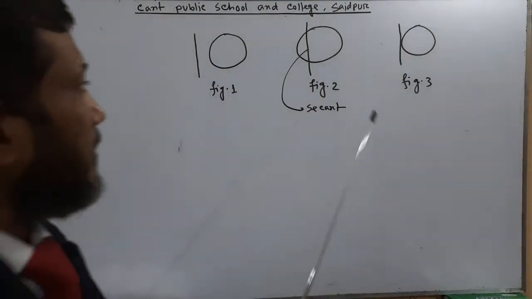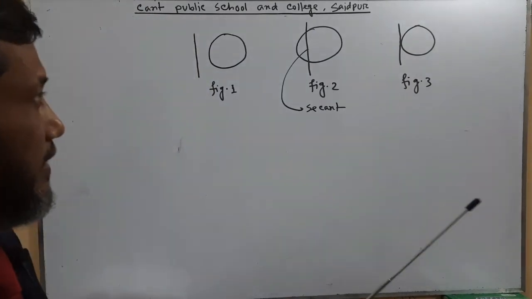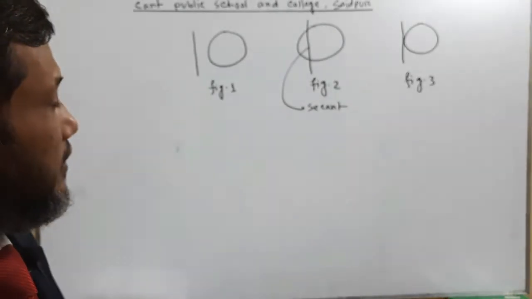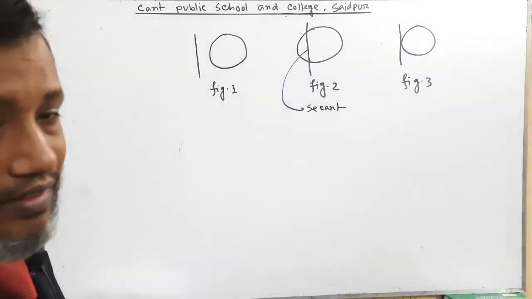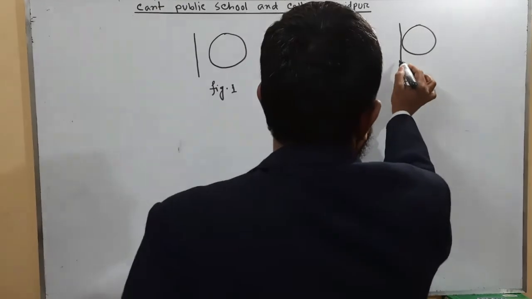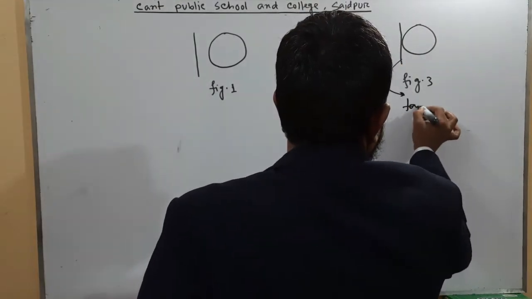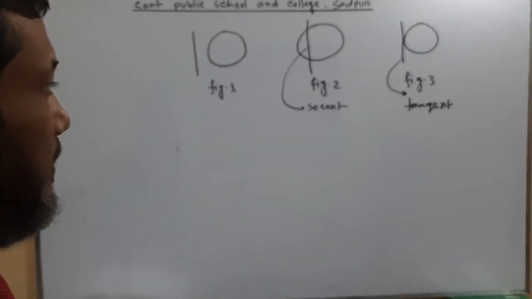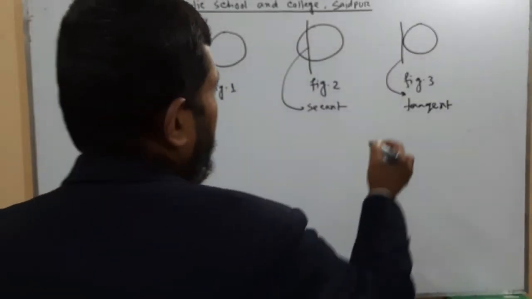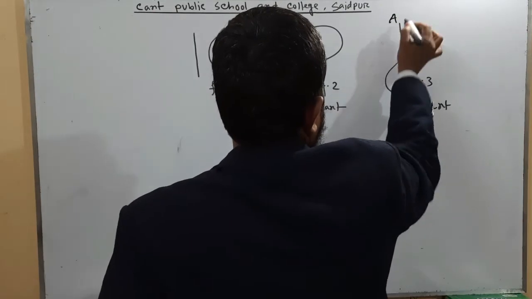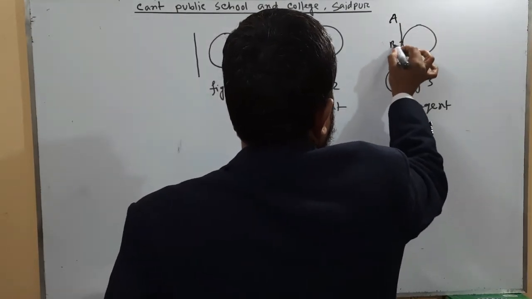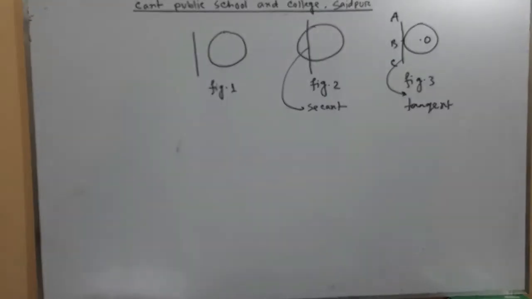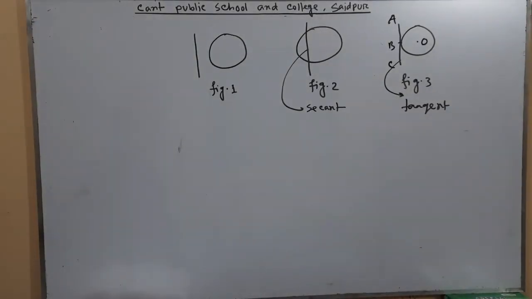Here, in figure 3, the straight line intersects the circle at 1 point. So, the straight line is tangent to the circle. Here, this is the tangent to this circle. In figure 3, suppose I am mentioning this straight line ABC with the center. ABC is the tangent of the circle.